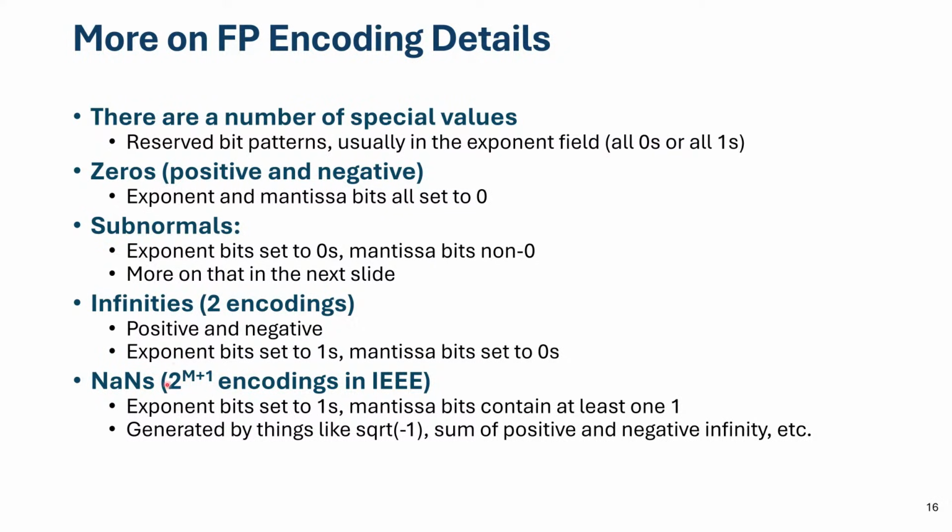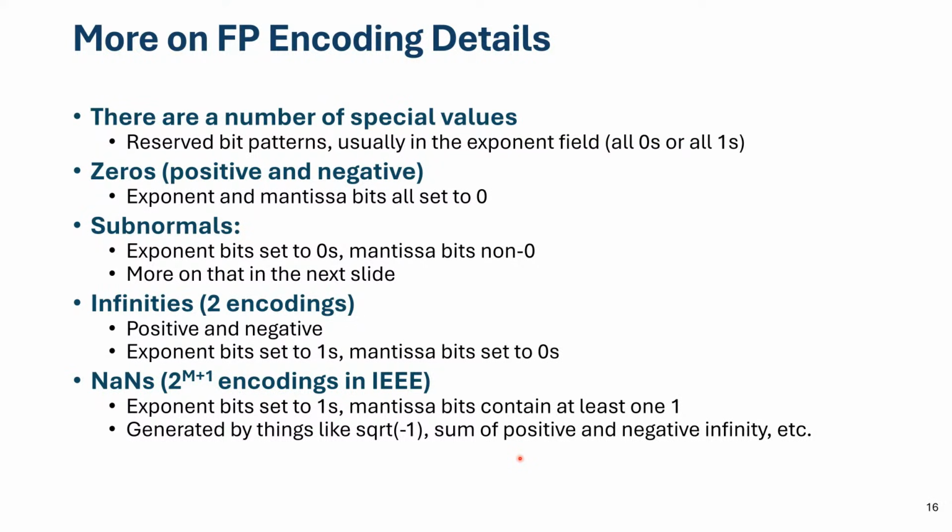Those actually have a bunch of encodings in IEEE. It should be 2 to the m plus 1, because there's both positive and negative. As many bits as you have in the mantissa, that's how many encodings you take away. Exponent bits are all set to ones, and the mantissa must have at least one non-zero bit. These are generated by things like the square root of a negative number, or the sum of positive and negative infinity, where you cannot do any more math. Usually they signal that something bad happened numerically. There are signaling and non-signaling NaNs, but they're not that relevant to us.